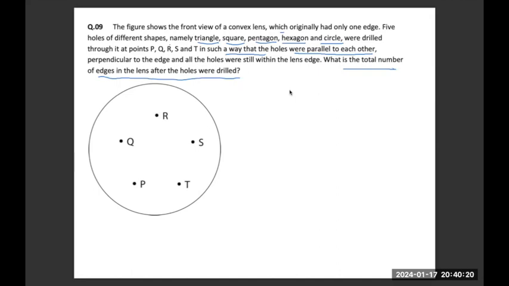In this case, all I need to do is just find the edges that the holes will form. So a triangular hole will form 3 edges. A square hole will form 4 edges.